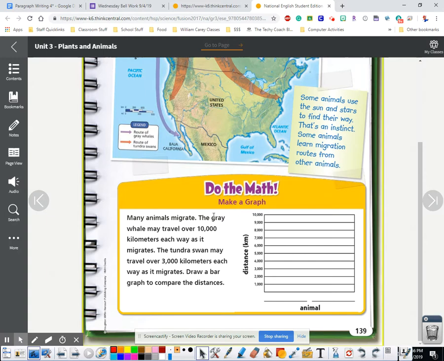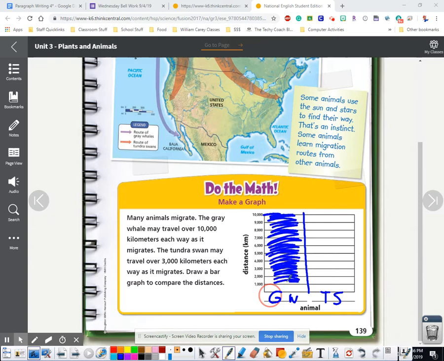So the first animal it discussed is the gray whale. So let's do GW. The other one's the tundra swan. So it says that the gray whale could travel over 10,000 kilometers. Well, if we're splitting this bar graph, the gray whale goes all the way to the top, 10,000 kilometers. And that's just one way. That's not counting the way it has to travel to get back home.